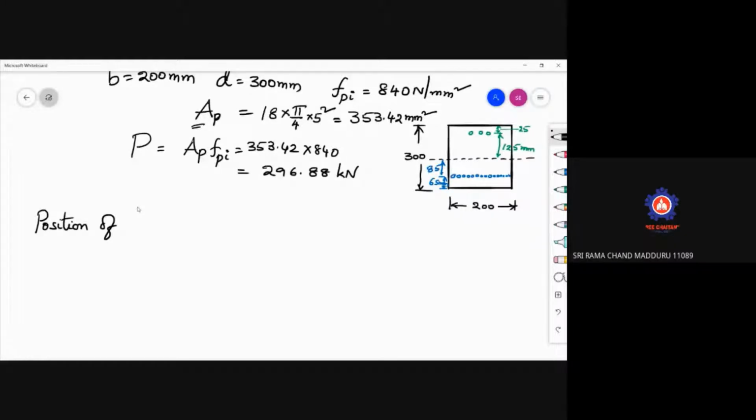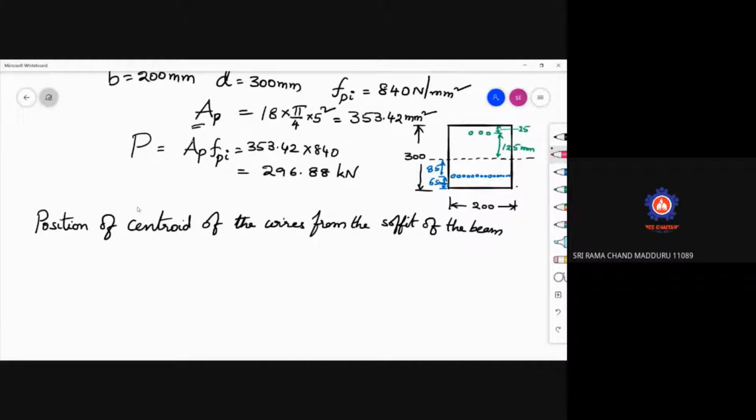Position of centroid of the wires from the soffit of the beam. Soffit of the beam means I would like to calculate from here what is the centroid of this.